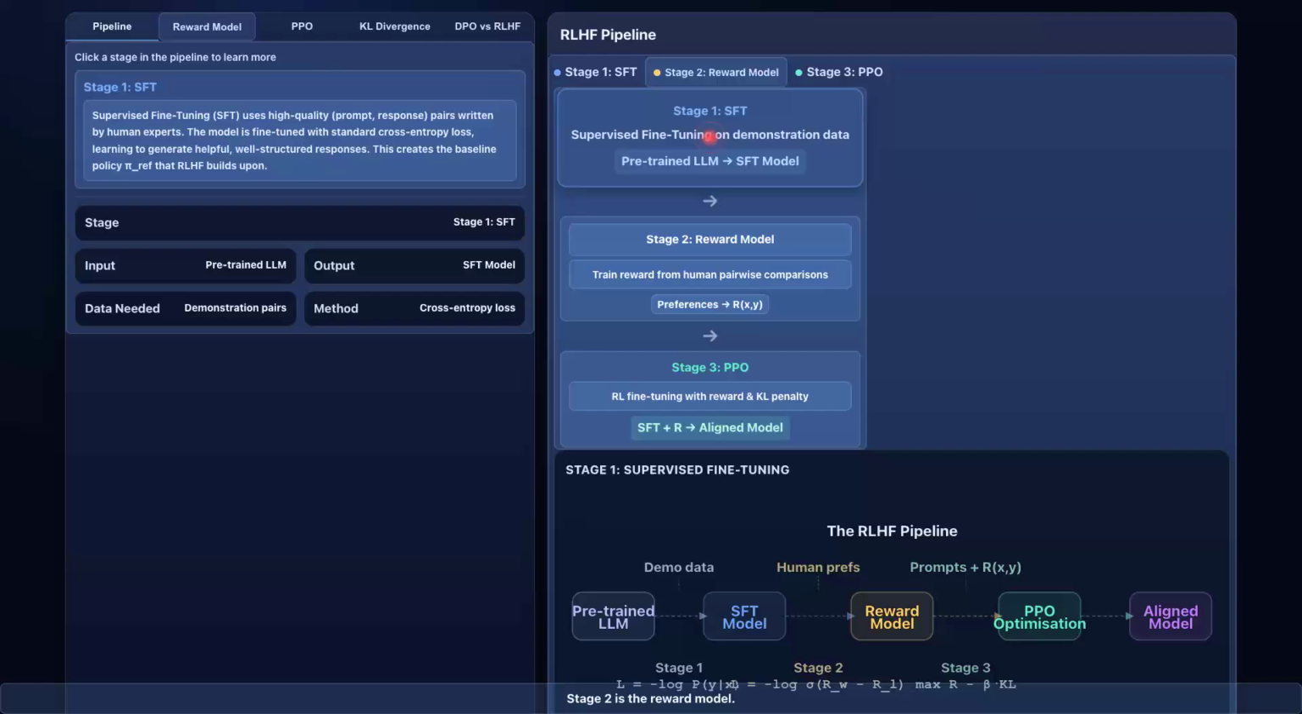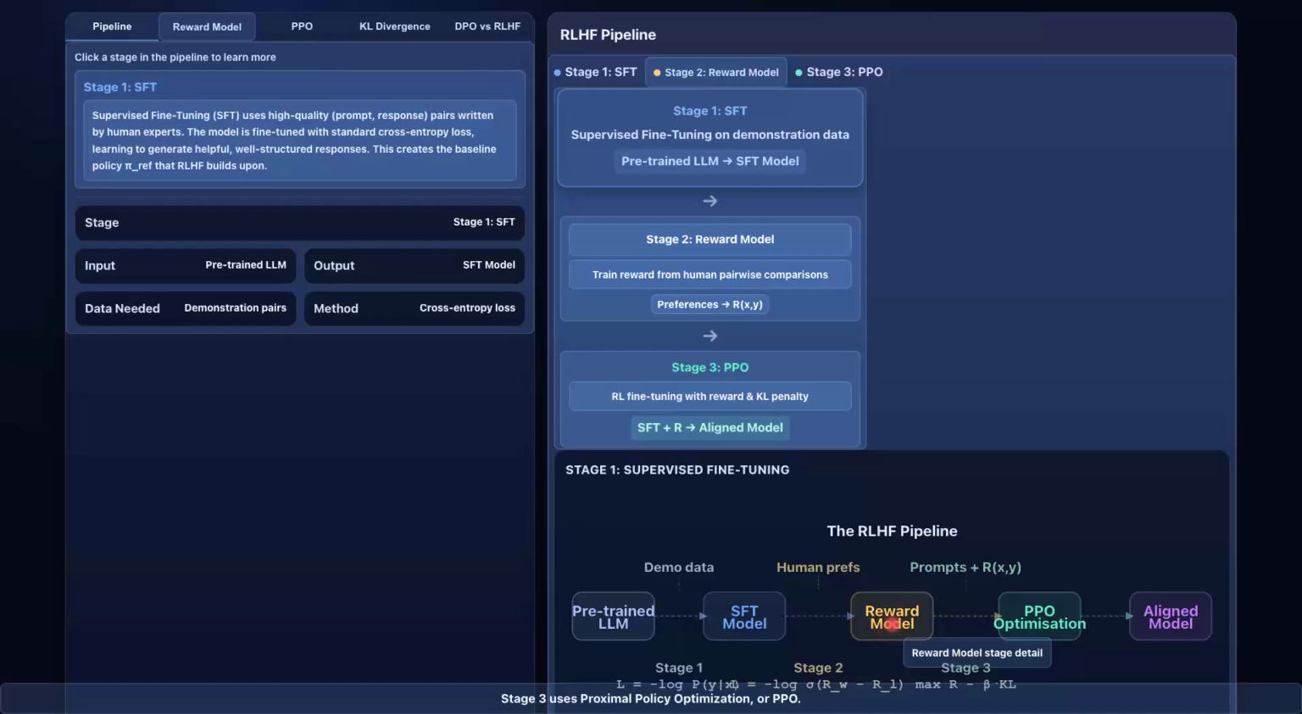Stage 2 is the reward model. Here, two responses to the same prompt are compared. The reward model assigns a score to each, and these scores are used in the Bradley-Terry loss to encourage the model to prefer the better response. Notice how the winner receives a higher score than the loser. For the reward model stage, the input is the SFT model and the output is a trained reward model. The data consists of human preference pairs, and the method uses the Bradley-Terry loss.